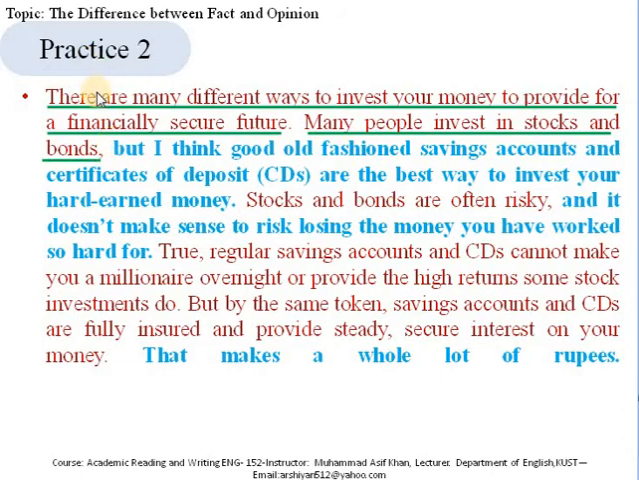So there are many different ways to invest your money to provide for a financially secure future. Many people invest in stocks and bonds. These are facts. We see that there are many different ways to invest your money. This is a fact. This is not an opinion. This is a fact, to provide you a financially secure future. Many people invest in stocks and bonds.